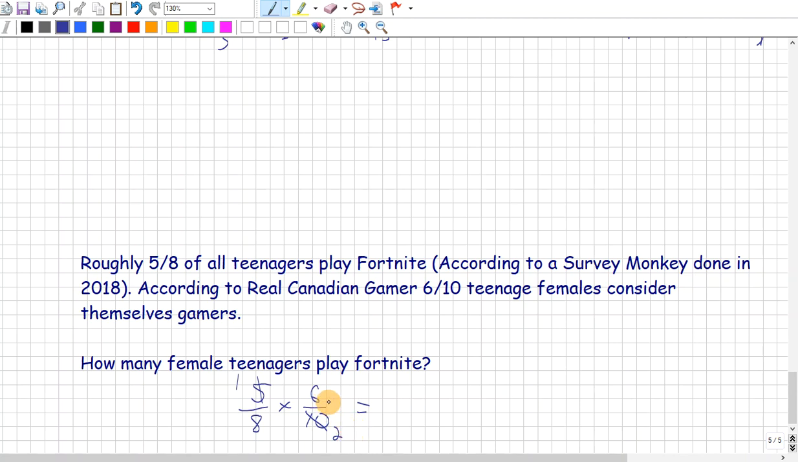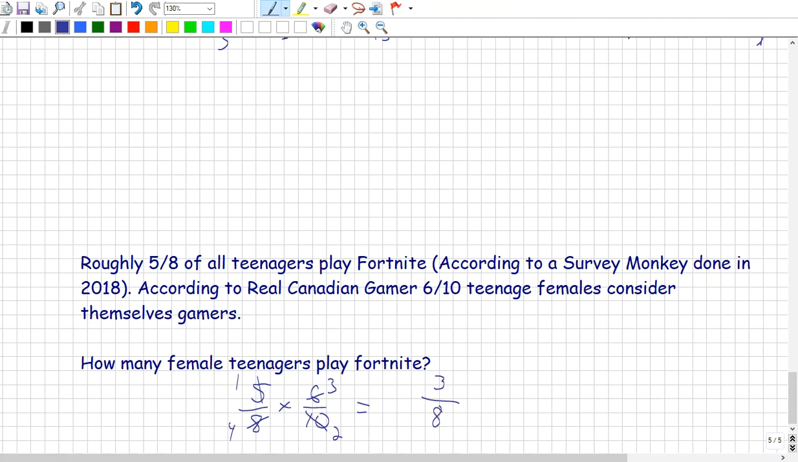6 and 2 I could reduce, or 6 and 8, or whatever. It's up to you, really. I usually do cross because then, I don't know, it makes it kind of fun. So 6 and 8 both can divide by 2. 6 divided by 2 is 3. 8 divided by 2 is 4. Now I have completely reduced fractions. So 1 times 3, the tops, is 3, over 4 times 2, which is 8.